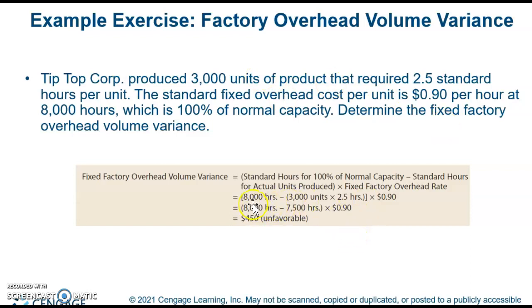So we have 8,000 standard hours when we're operating at 100% normal capacity. Then to get the second, you need the standard hours for actual units produced. So we produce 3,000 and it requires 2.5 hours per unit. So you would do 3,000 times 2.5. So that would be 7,500.